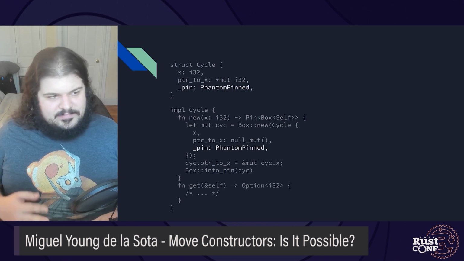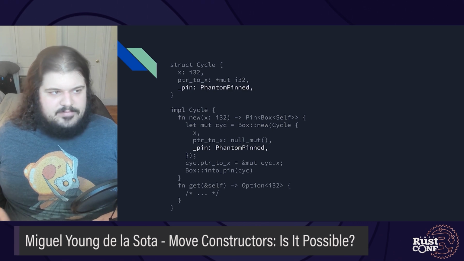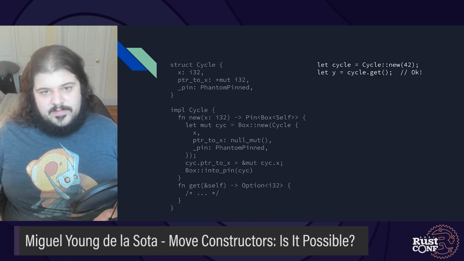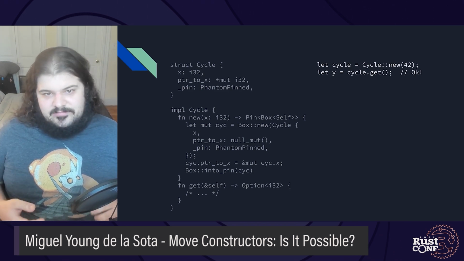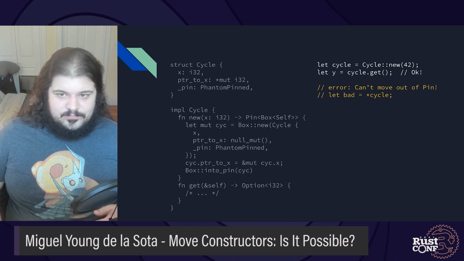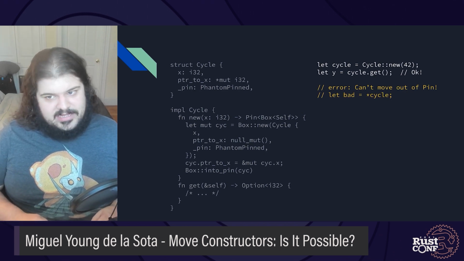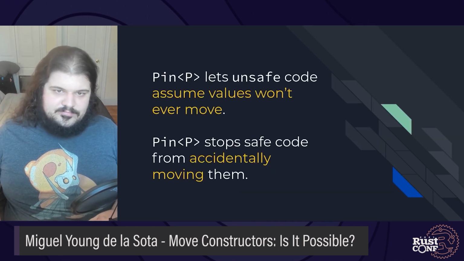The phantom pinned type is a zero-size type that just disables unpin. Every type that cares about its address needs to include this type as a field. We can now write our code as before without any issues. Cycle.get will not dereference a dangling pointer. Note that we can't pull out of it like we could with a normal box. This ensures that safe code can't do anything rude.